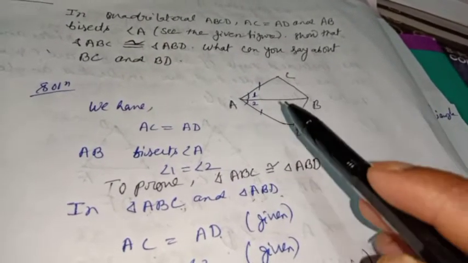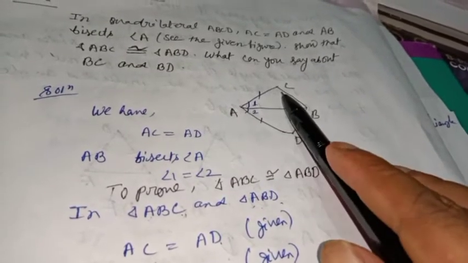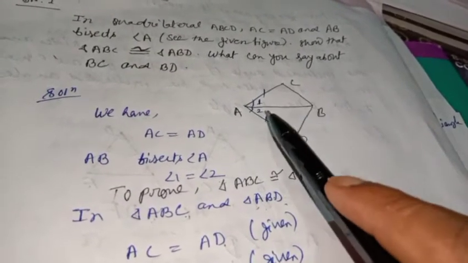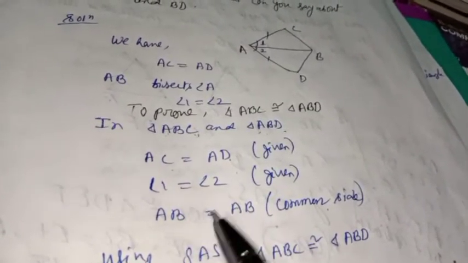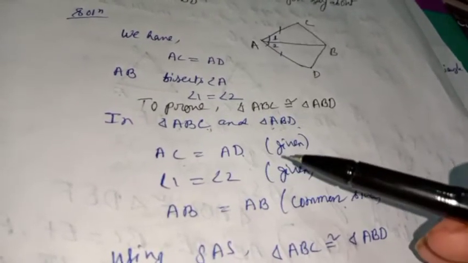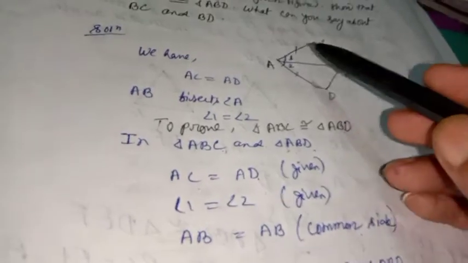Now we have to see the angles. About this angle they have not said anything, and about C and D also they have not said anything. So these two angles are equal. These are also corresponding angles. So angle 1 is equal to angle 2. Now you have to see which criteria we can use for this.